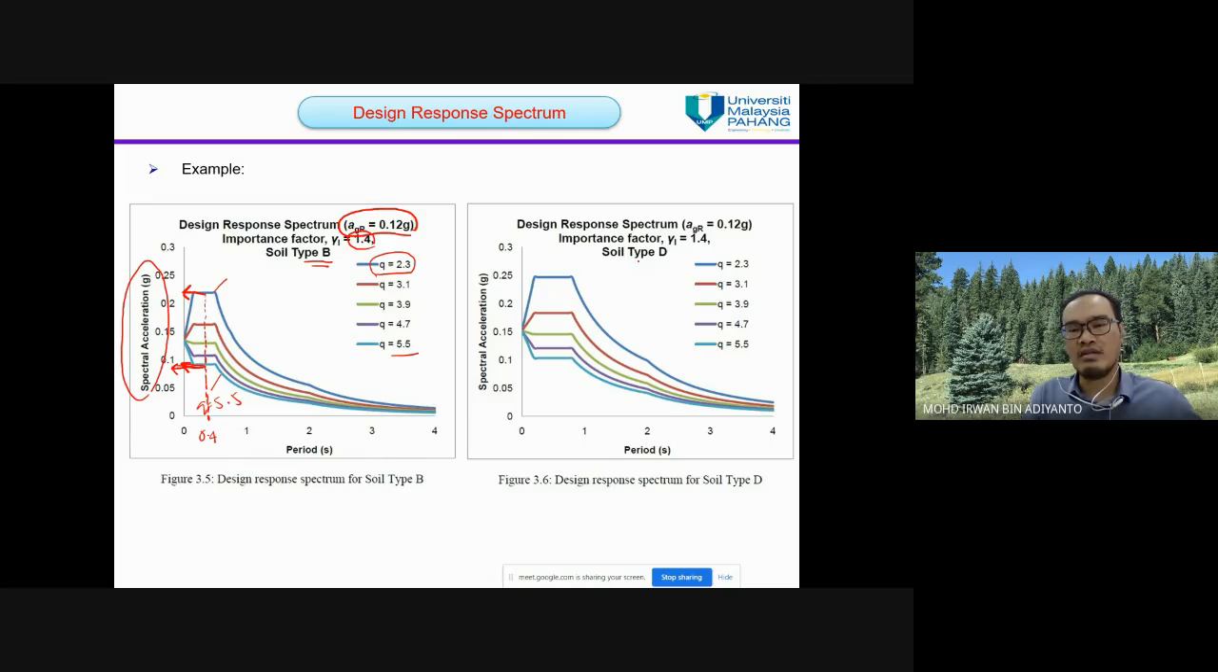And for soil type D, the value differs. As you can see, similar behavior factor, similar importance factor, similar alpha gR, but the value differs due to different value of soil type.